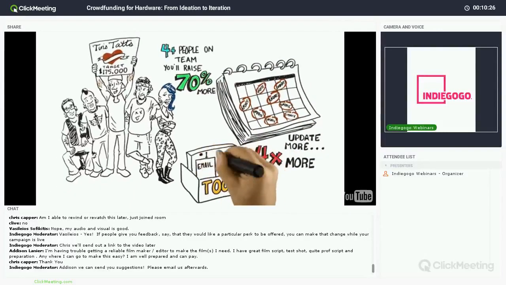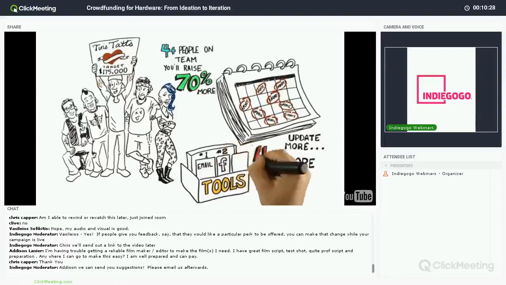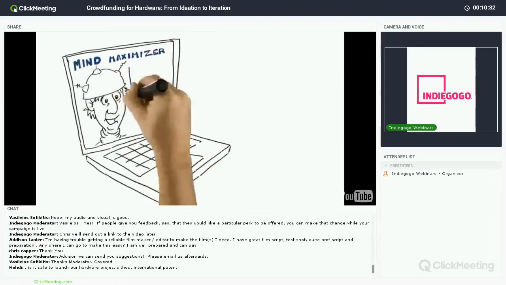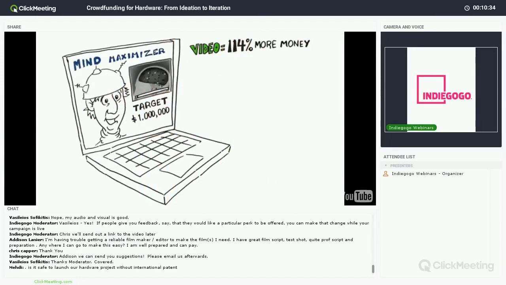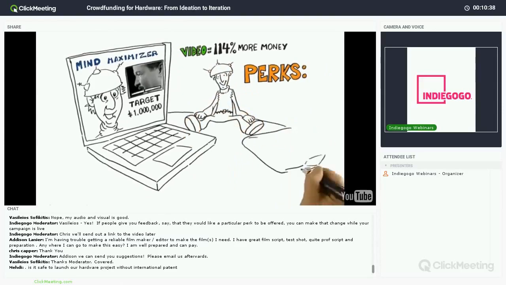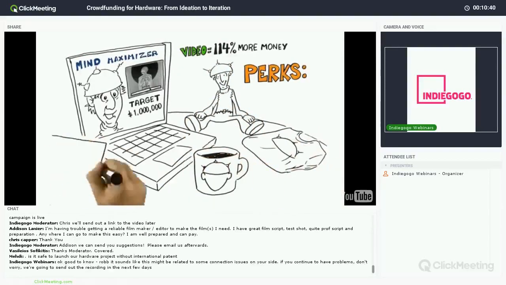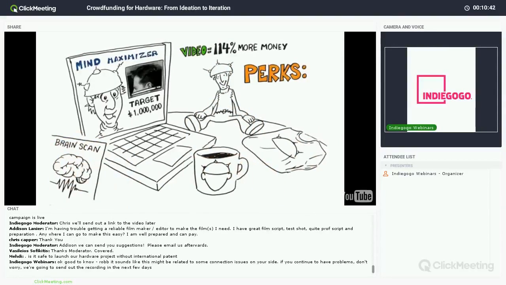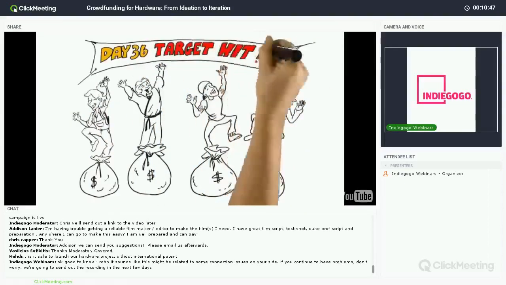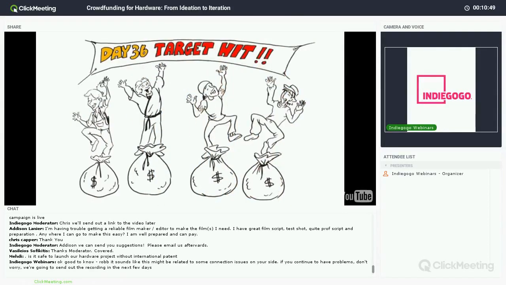We know that email is your number 1 tool for raising money, Facebook is number 2, and Twitter is number 3. We know if you have a video as part of your campaign, you'll raise 114% more money than if you don't have a video. You want to have 3 to 8 perks. A perk is some sort of product, service, or experience as barter in return for the different funding levels. On average, you'll hit your target on day 36 of a 47-day-long campaign.